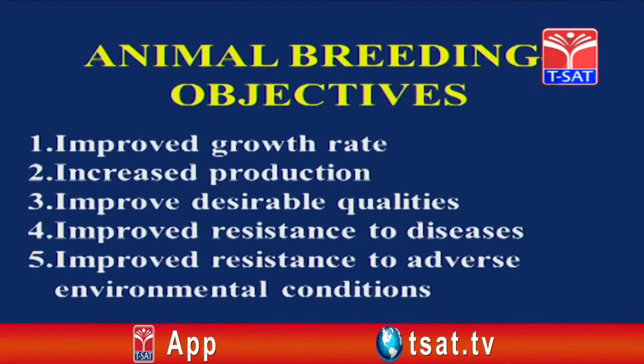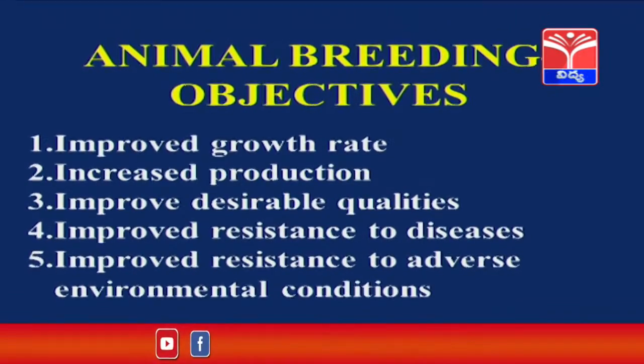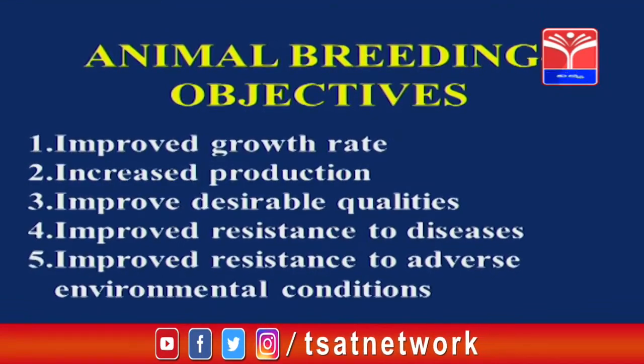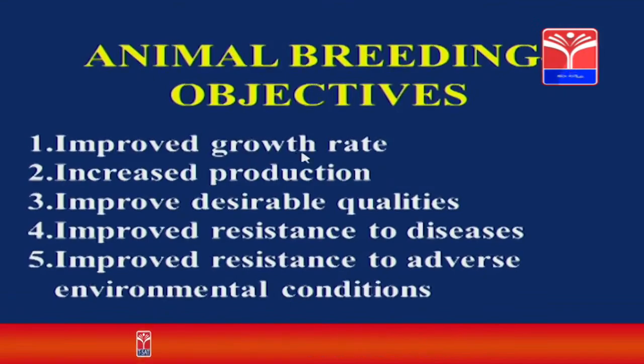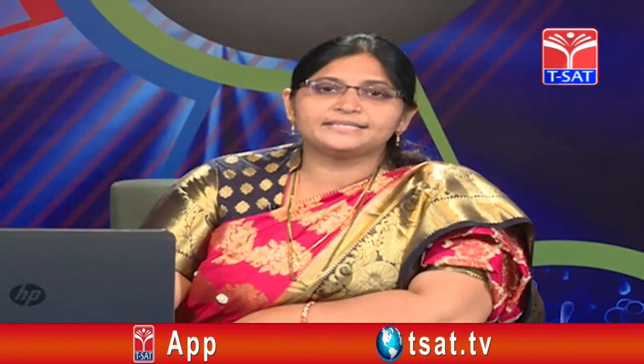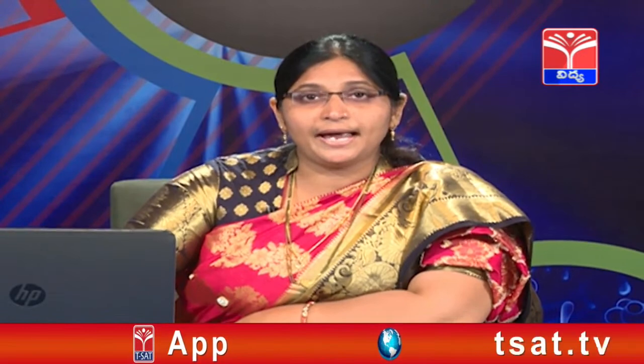Now what are the objectives? Why does animal breeding have to be done? What are the main objectives? That is nothing but to improve the growth rate of the animals. So here, improving the growth rate, increasing their production, improving the desirable qualities. What are the desirable qualities? For example, you can take cows. What is the most desirable quality in cows and buffaloes? They have to produce more milk. So we should see that more milk is produced. When you come to hens, the desirable quality is production of more eggs. So such quality has to be seen.